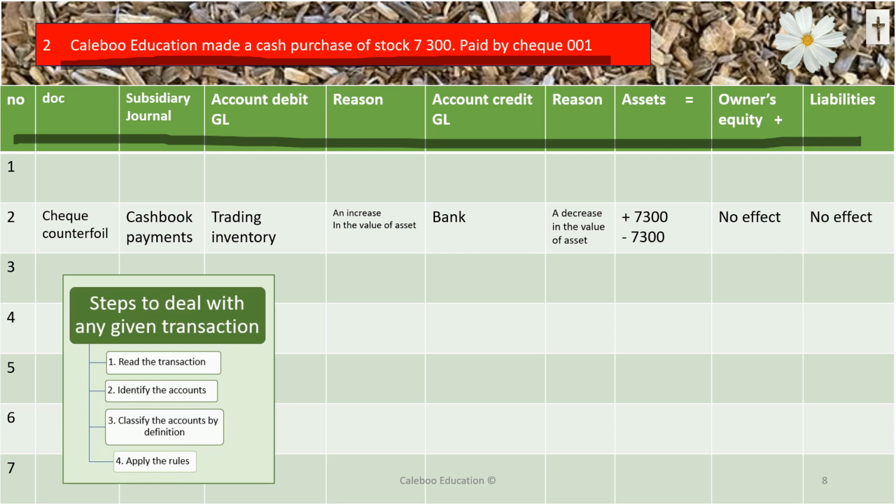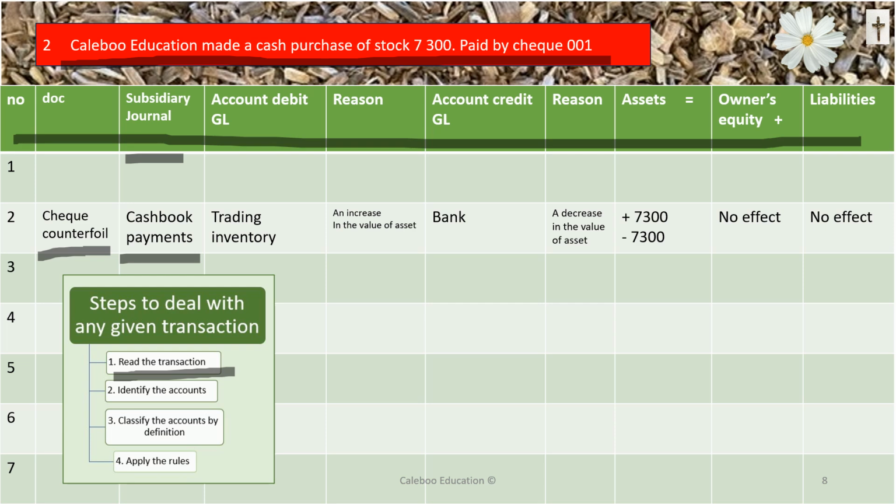The other steps for dealing with a transaction: read the transaction. So Calibre Education made a cash purchase of stock, 7,300, paid by check 001. Now, as we've seen, a check is a cash payment. The document that is used to record the transaction is a check counterfoil, where we record cash payments. The journal that we record cash payments is the cash book payments.